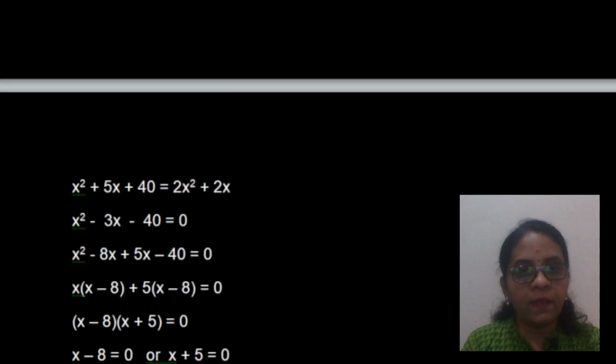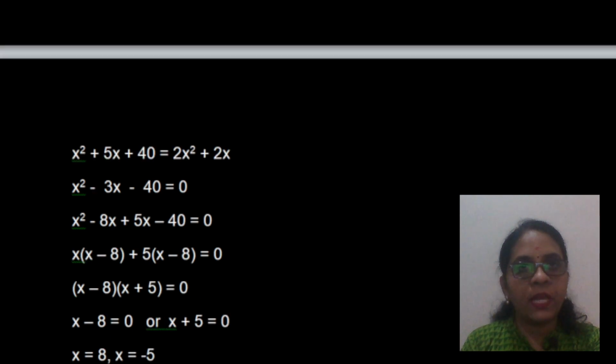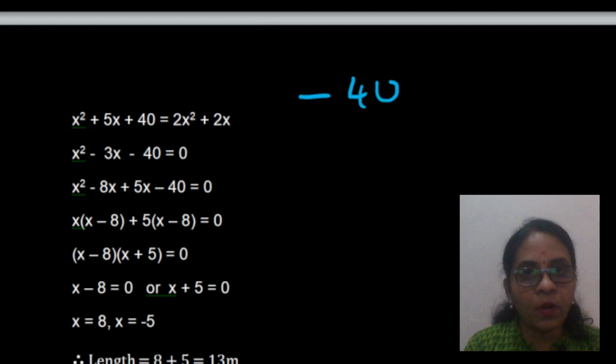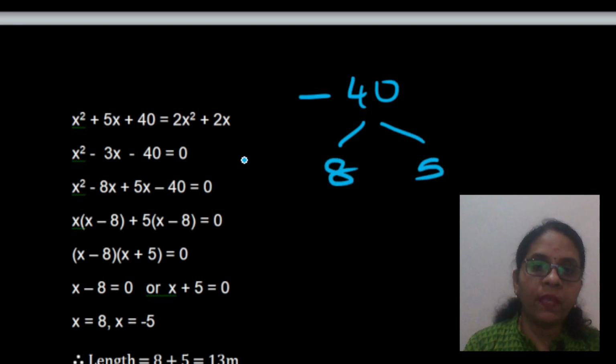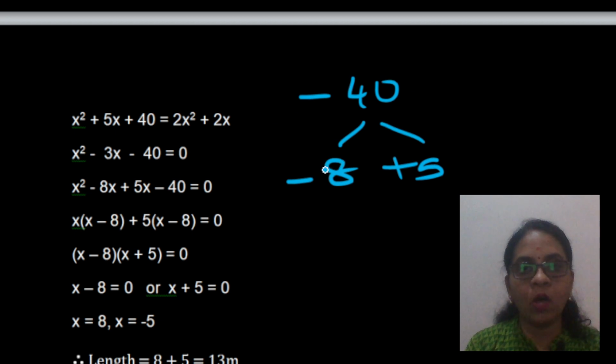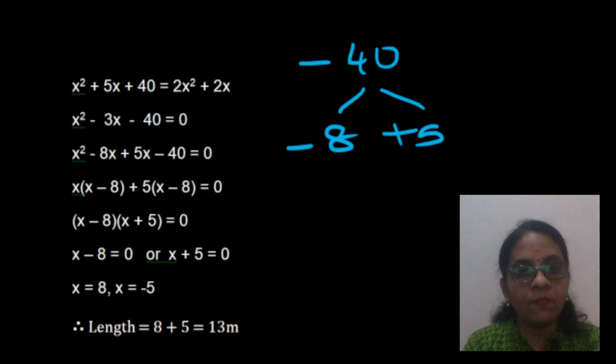So when we simplify, we have the equation as x square minus 3x minus 40. Again, if you see x square minus 3x minus 40, the product is 40 and the difference should be 3. So 8 and 5. Now since the middle term is minus, it is minus 8 and plus 5. Very, very important to know the small technique of factorization. So x is 8. X is what, children? X is the breadth. They asked us to find the length. So the length will be 8 plus 5, which is 13 meters.